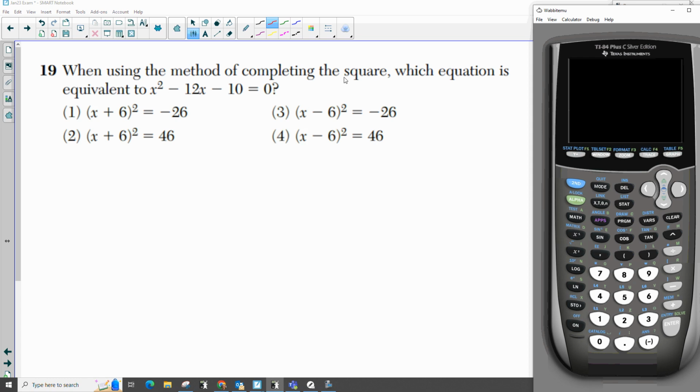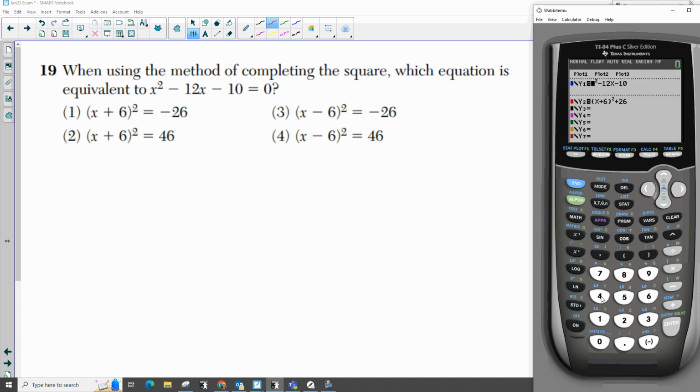When using the method of completing the square, which equation is equivalent to x squared minus 12x minus 10 equals 0? Okay, now we did not do completing the square, but we did talk about things being equivalent. The only thing is, everything has to be on one side of the equal sign, or it has to be an expression for us to be able to put it in.